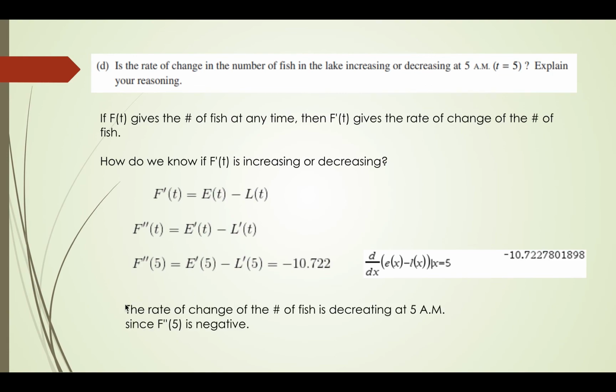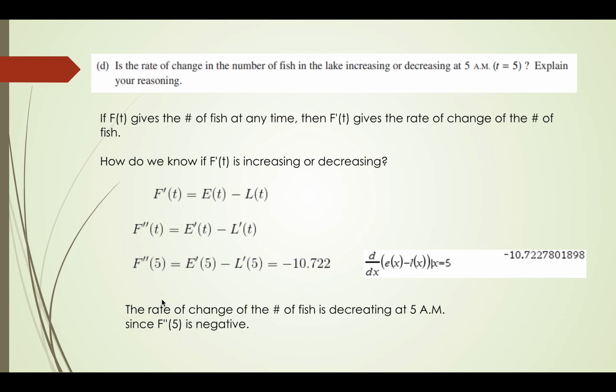So this is the way I would phrase my answer here. I would say the rate of change of the number of fish is decreasing at 5 a.m. since f double prime of 5 is negative, or you could also say since f double prime of 5 is less than 0. So this is my answer and my explanation all wrapped up into one short sentence. You've got to have, of course, this work supporting it in order to get credit for that answer.